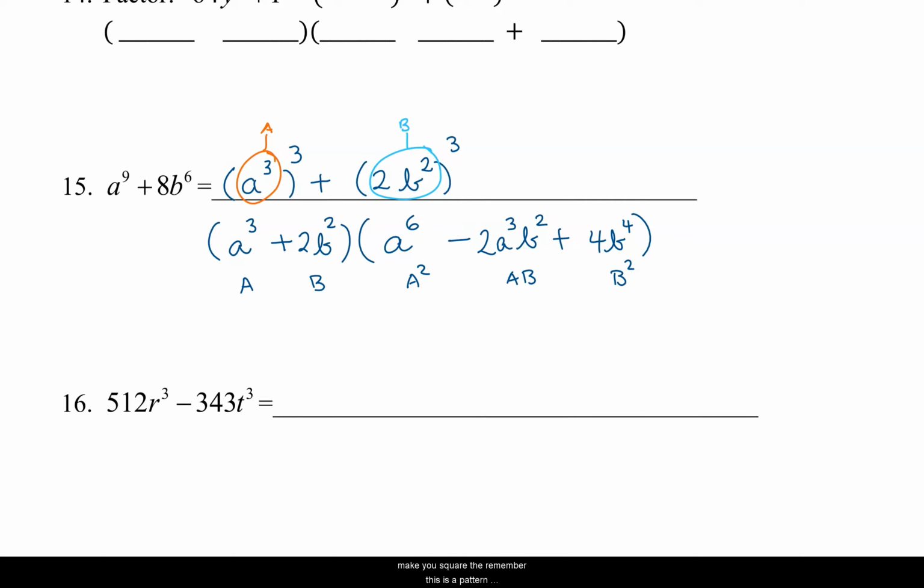Now remember, this is a pattern that you just have to memorize. The good news to the pattern is whether it's a sum or a difference, that letter pattern, a, b, a squared, a, b, b squared, is the same. Sum or difference, that's the same. In the middle, the signs, same, opposite, always positive. Okay? It just takes practice with the sum and difference of cubes. Practice and a little bit of memorization.